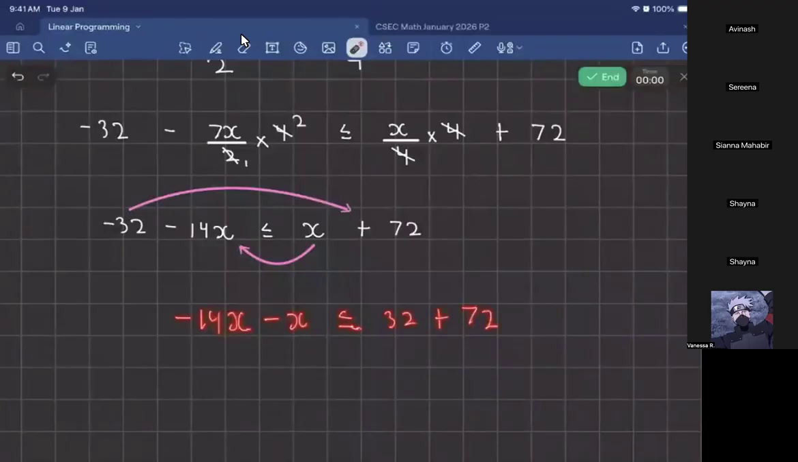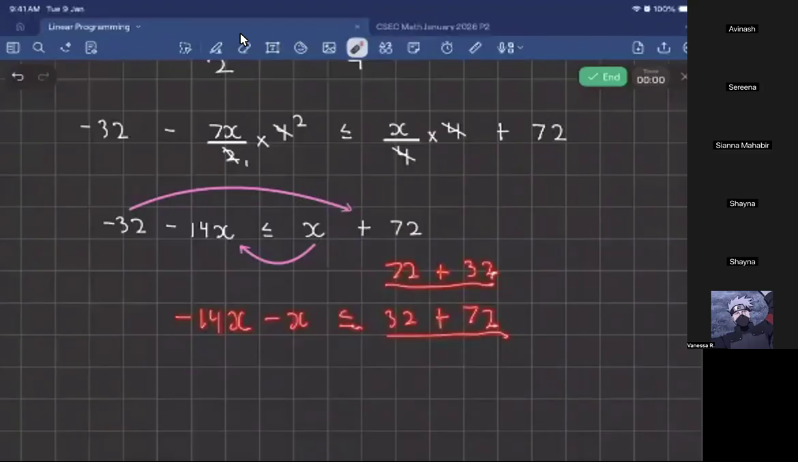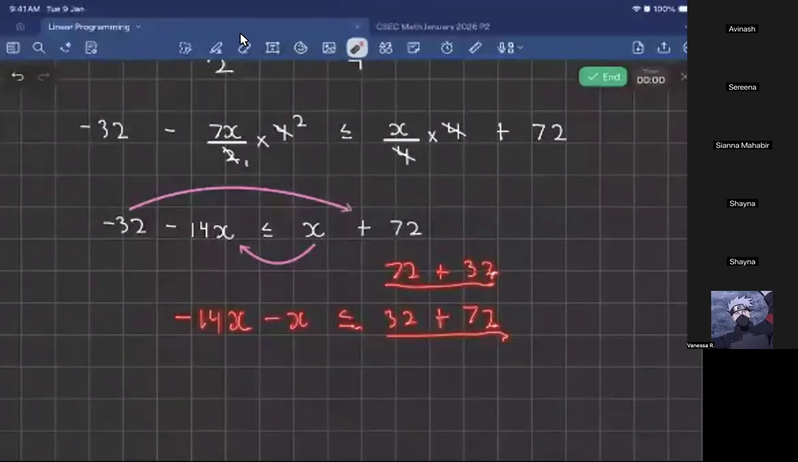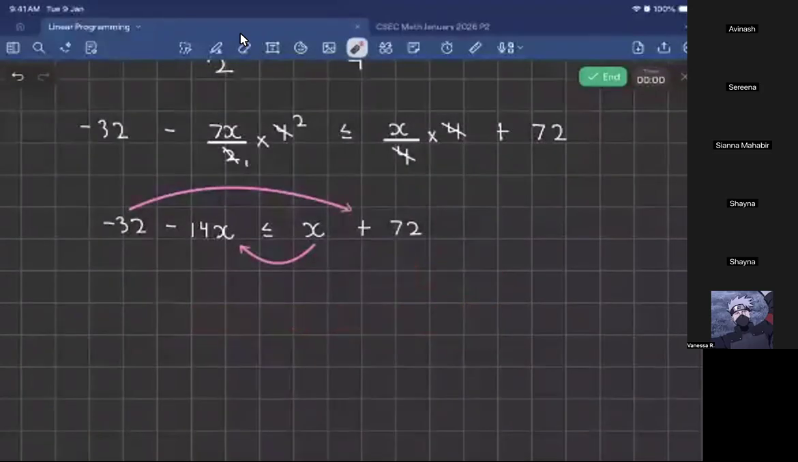Now, guys, I need to elaborate on this. If you wrote 32 plus 72, and if you wrote 72 plus 32, would that be wrong or right? Is 72 plus 32 and 32 plus 72 different, or are they the exact same thing? It's the same thing. Addition is commutative, so the order doesn't matter. Either one is fine. If you wrote either one, you get full marks.